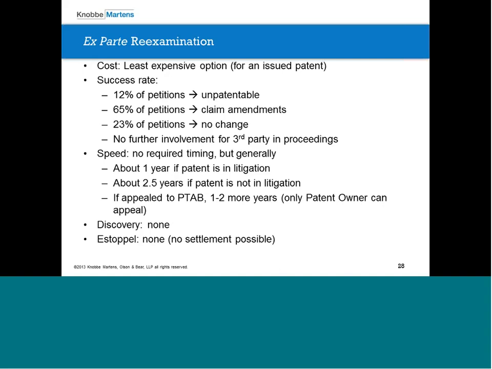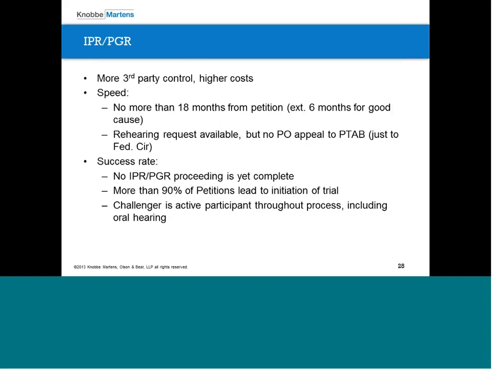The real aspect here, or point of comparison with the other options, is that there's no further involvement by the third party in the re-exam proceeding. As far as speed is concerned, there's no formal requirement. Generally, it takes about 2.5 years. It varies to some extent. If there's litigation that is ongoing, then that'll be compressed down to a year. That said, at the end of that, the patent owner can still appeal to the PTAB, and that's going to drag on another year or two. And so you've got that added time as well. There's no real discovery available here. There's no estoppel, and there's no settlement option for ex parte re-exam.